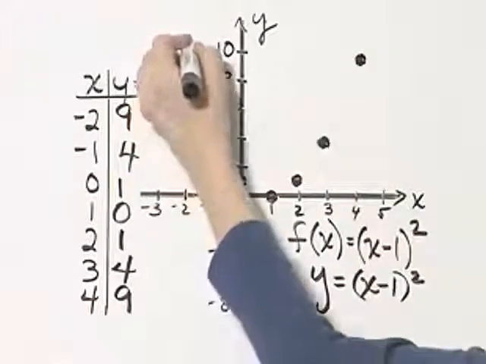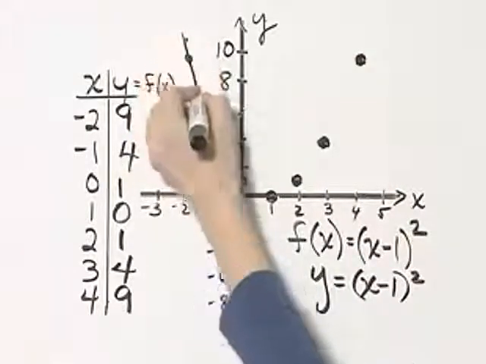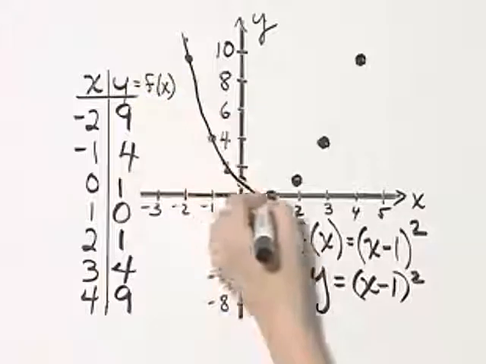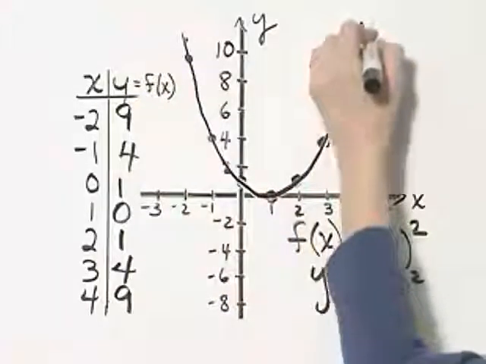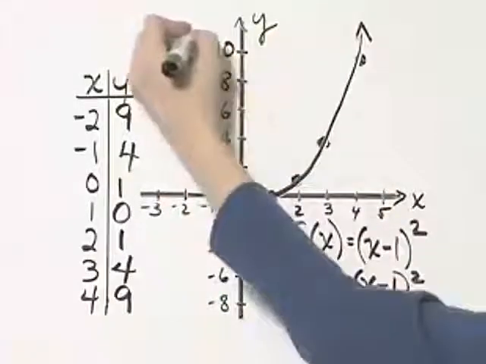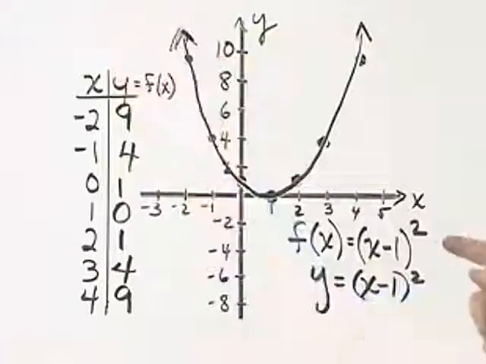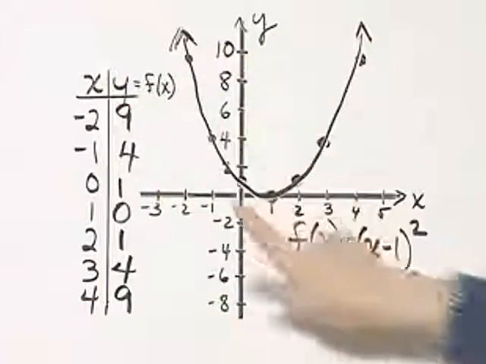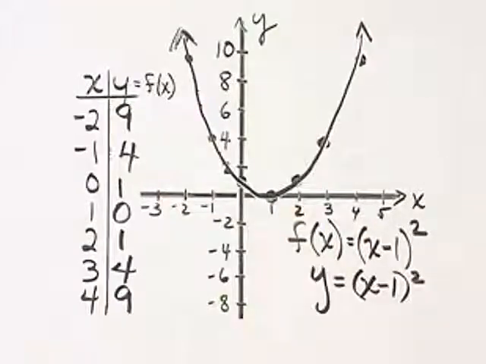Now notice this has some curvature to it. By the way, this is not a linear equation, is it, because of the square? Because of the square, this turns out to be a quadratic equation, and here's the graph of this function f of x.